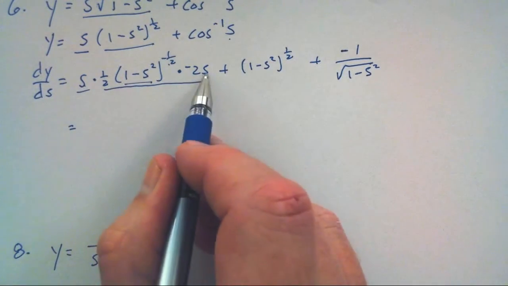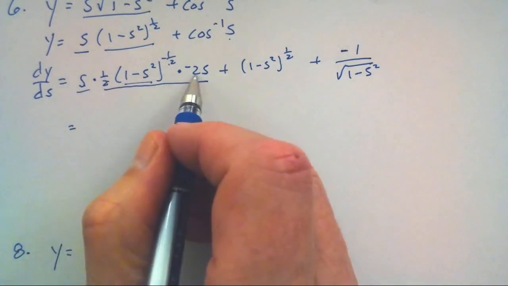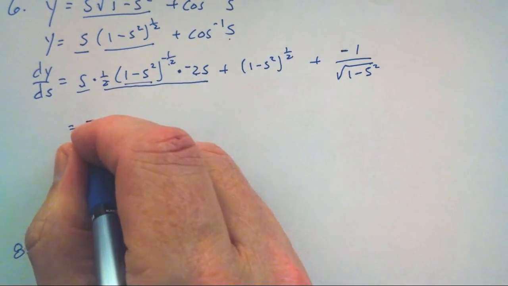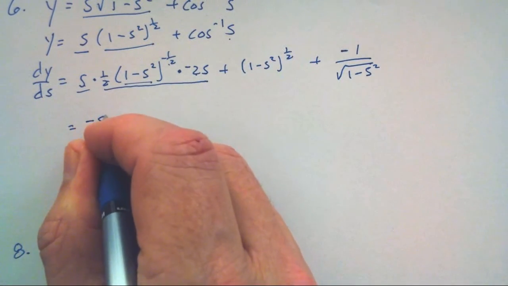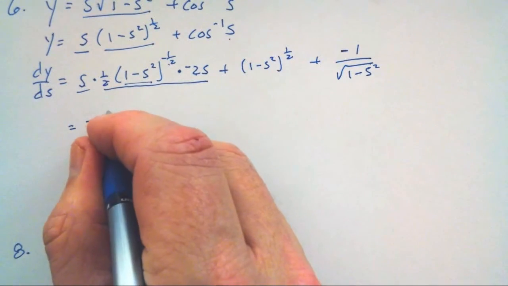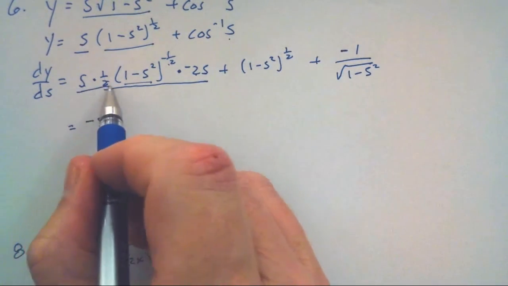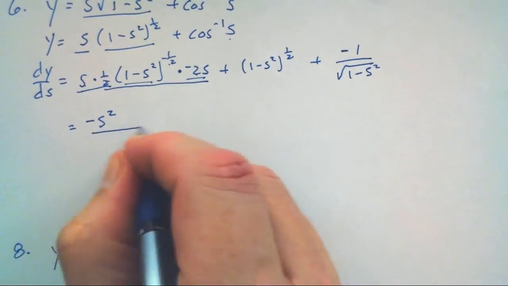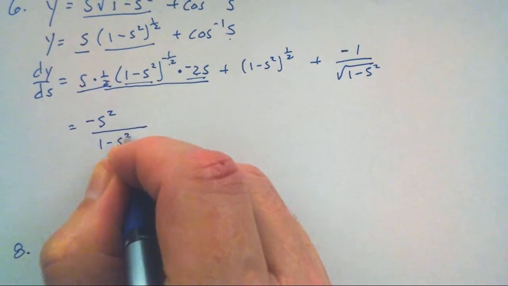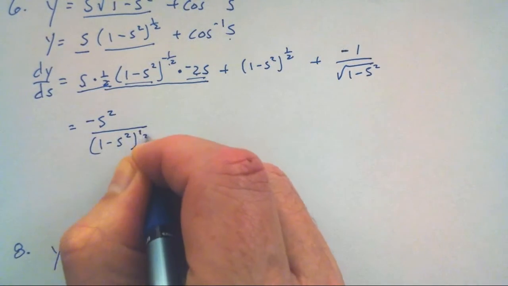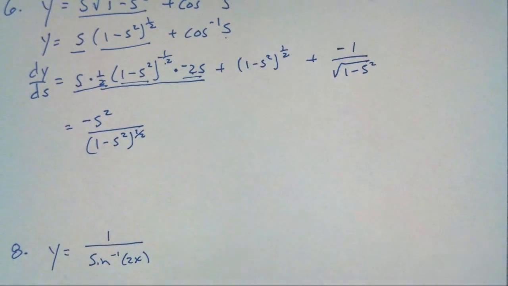Here I've got an s ultimately times an s, but I've got a 1/2 times a negative 2, so that is negative s times s squared. That takes care of all of those. I'm going to put that on 1 minus s squared to the positive 1/2. If you want to make that a square root, you could. I'm going to leave it like that for now.